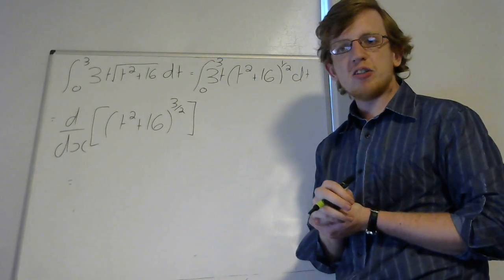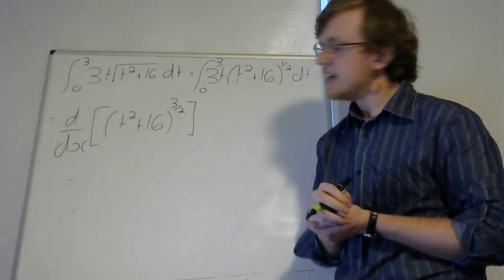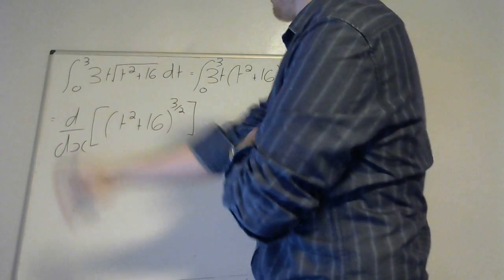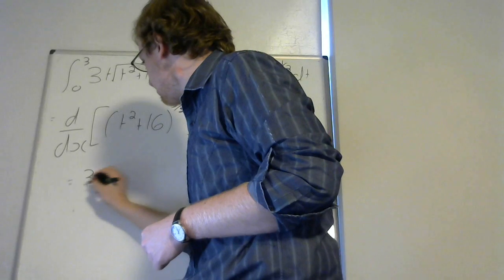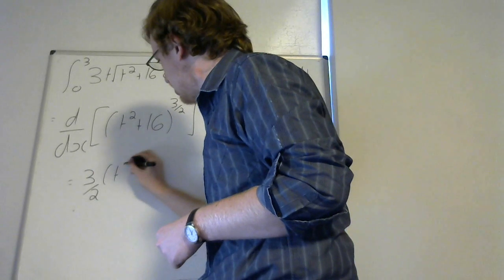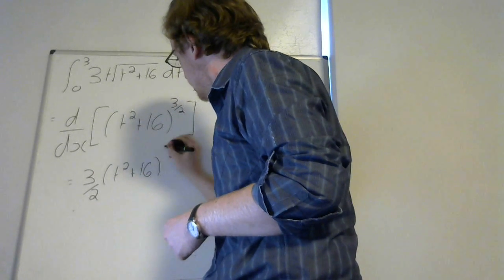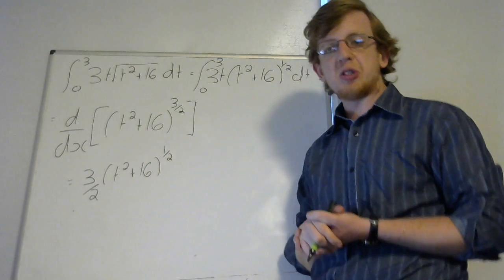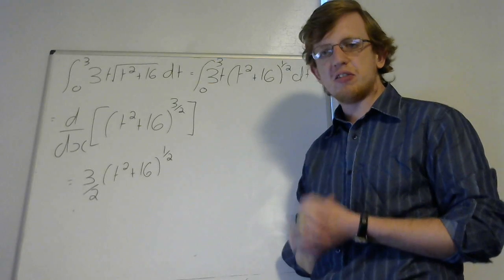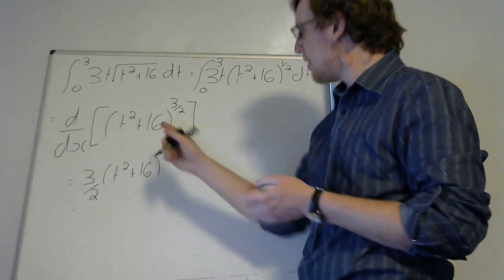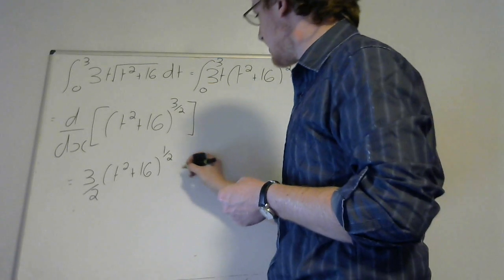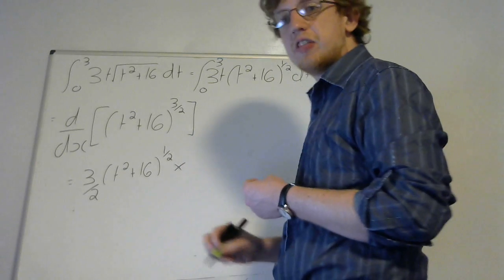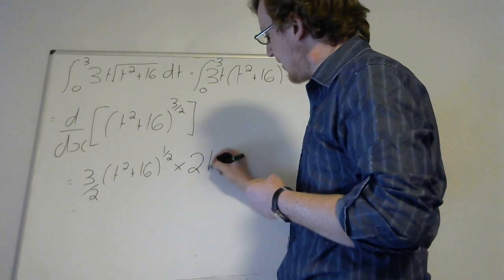So that power is 3 over 2, and let's try that again. We differentiate the outside function, so we bring the 3 over 2 down, times t squared plus 16, and reduce the power by 1. That's already looking a lot better. And now, because we're doing a chain rule, we have to multiply by the derivative of the inside function. The inside function is t squared plus 16, so we multiply by the derivative, which is 2t.